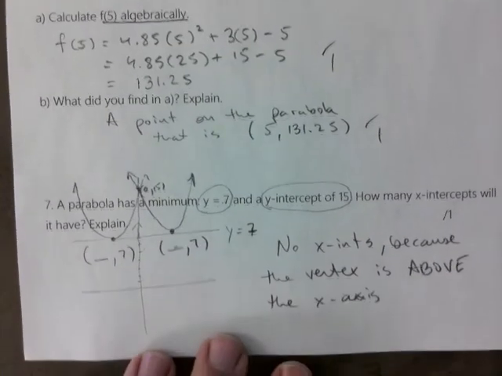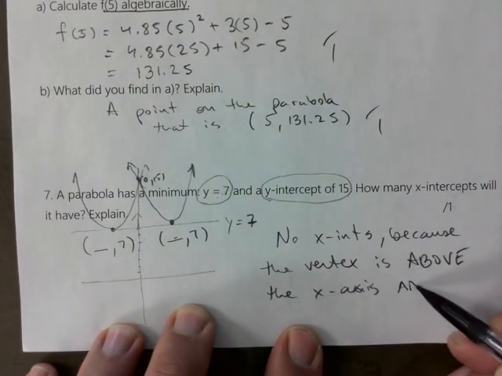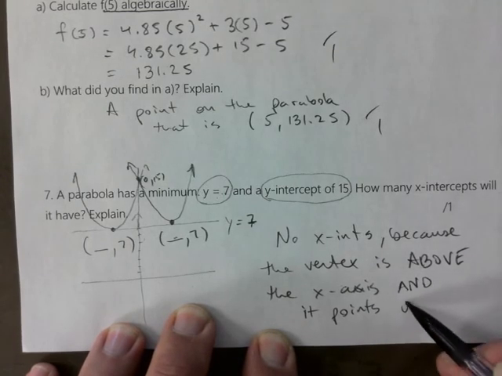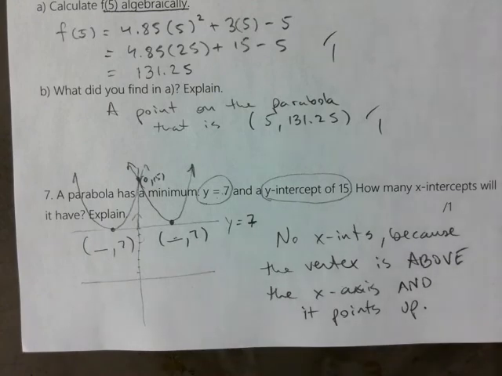okay, and it points up. You could say that the minimum it gets to is a positive value, which means it doesn't cross the x-axis. And the y-intercept is even greater than the minimum, so that gives me an indication that it's pointing up. Use your own words. Don't leave these ones blank, okay?